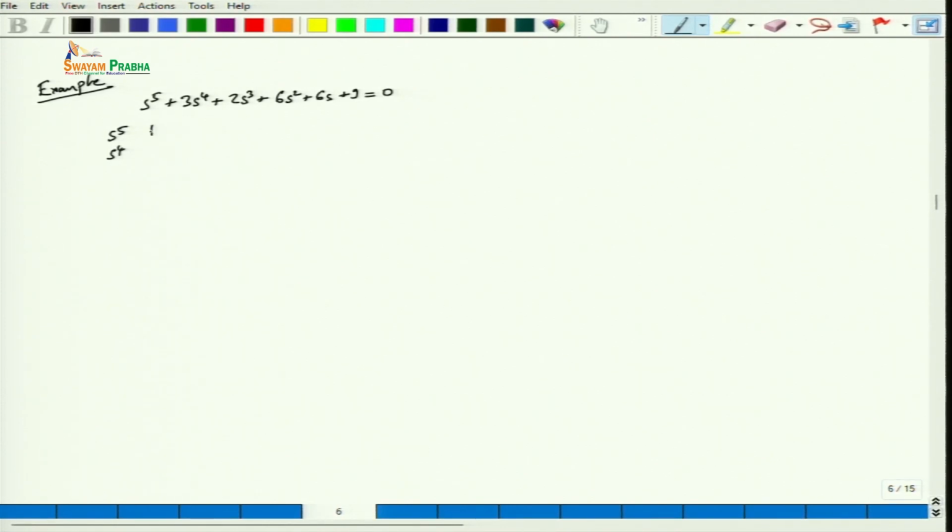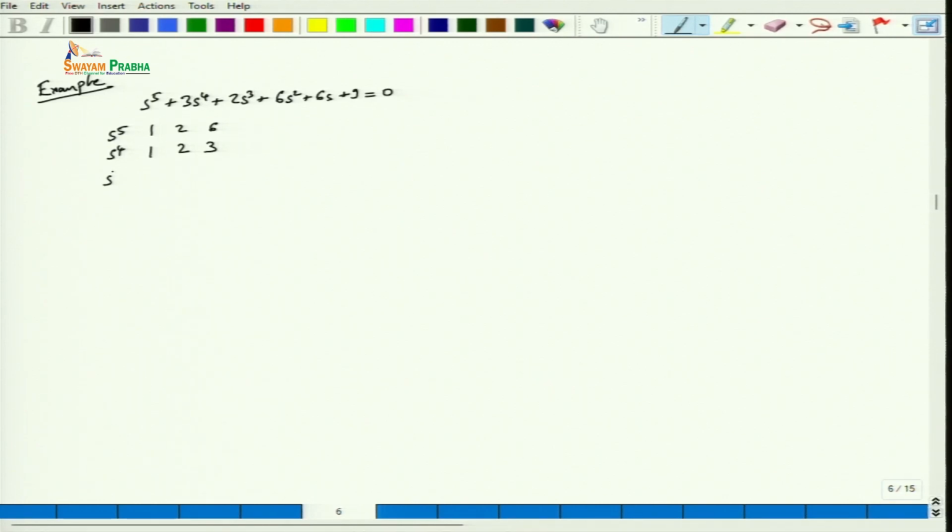So you can express this as 1, 3, 2, 6, 6, 9. As you will see, this has 3, 6, 9, so we can divide by 3. So we will get 1, 2 and 3.